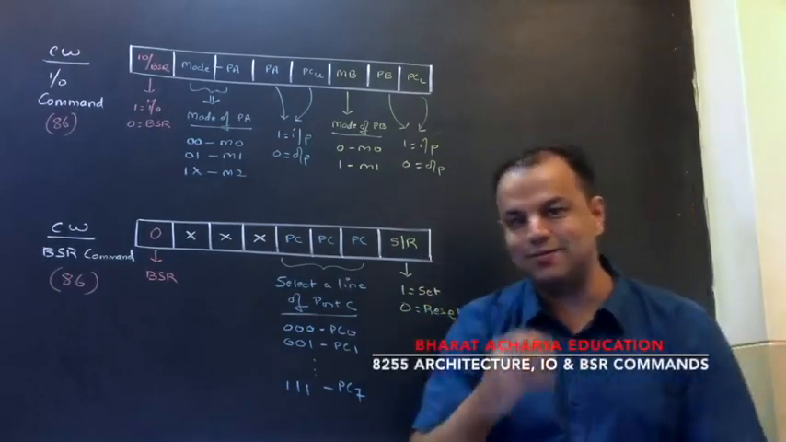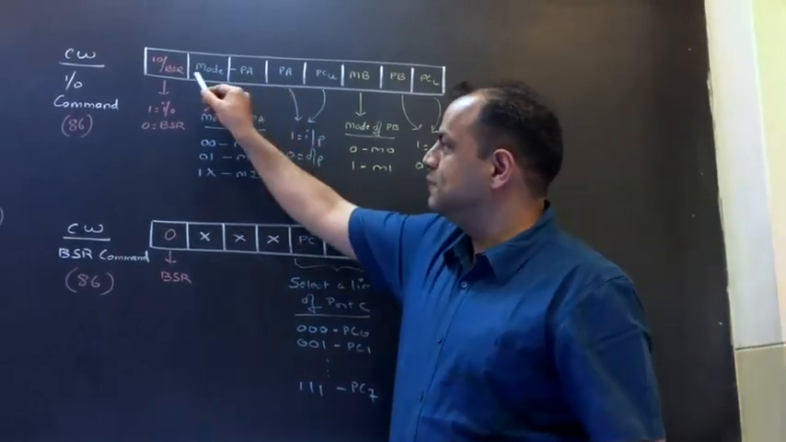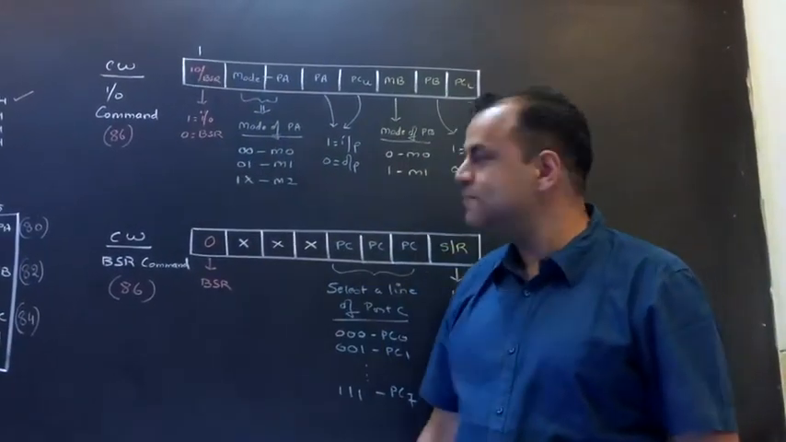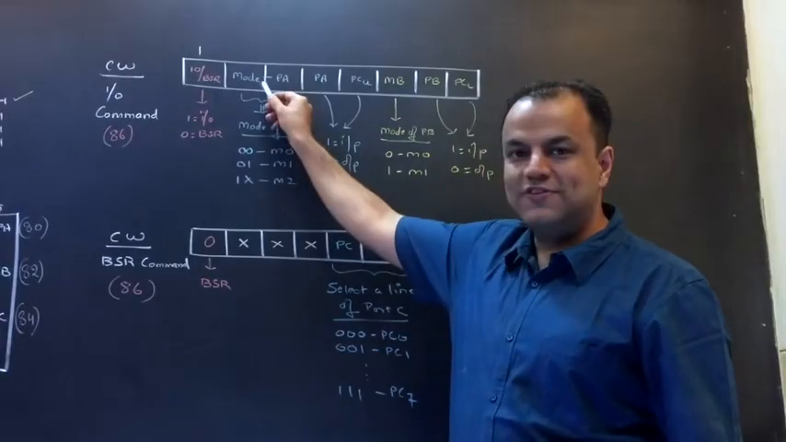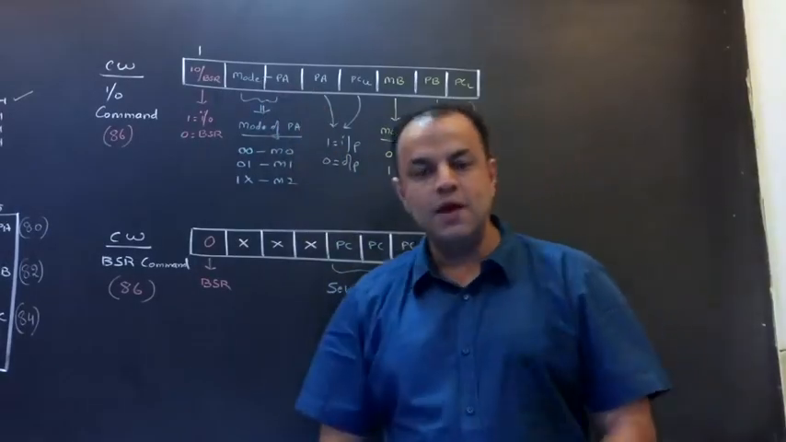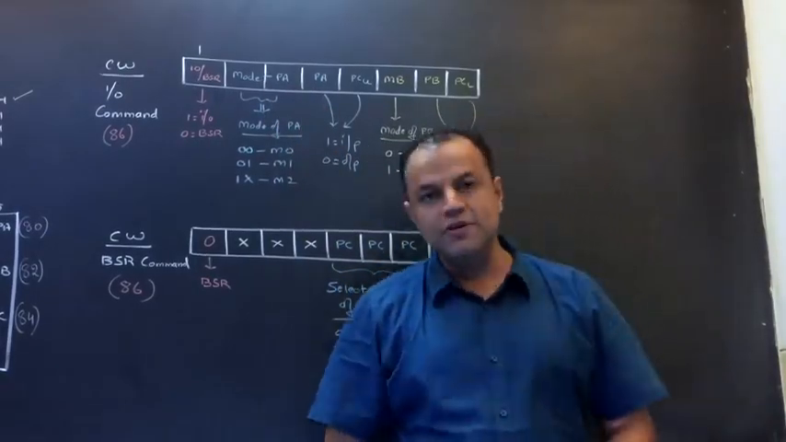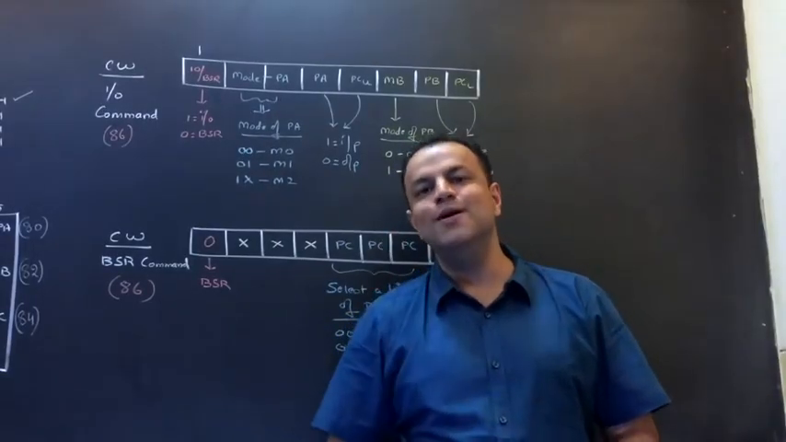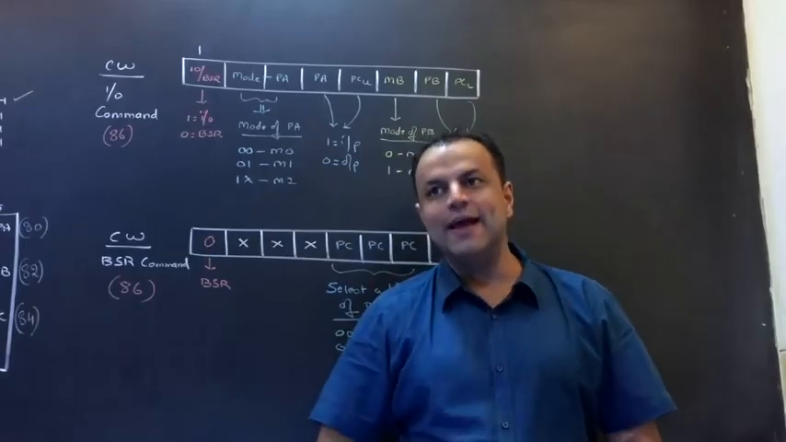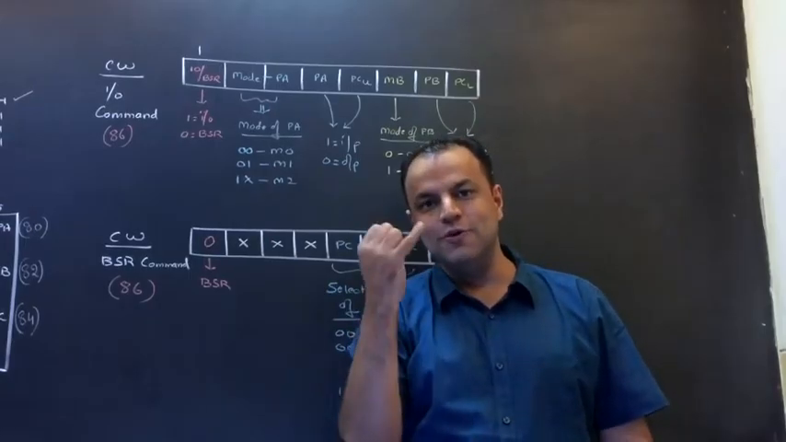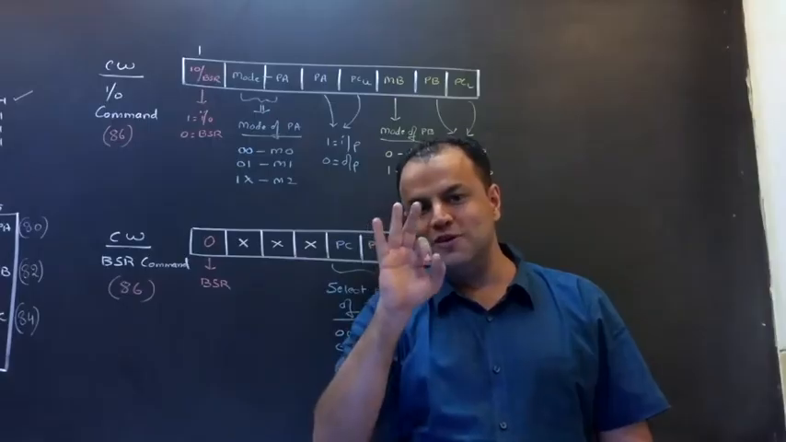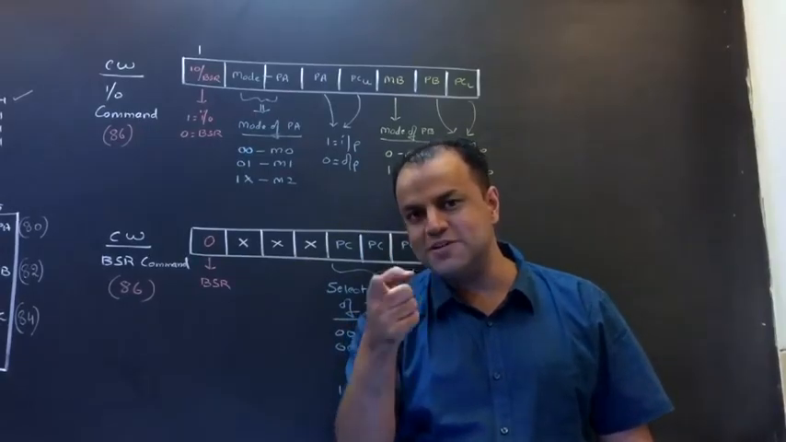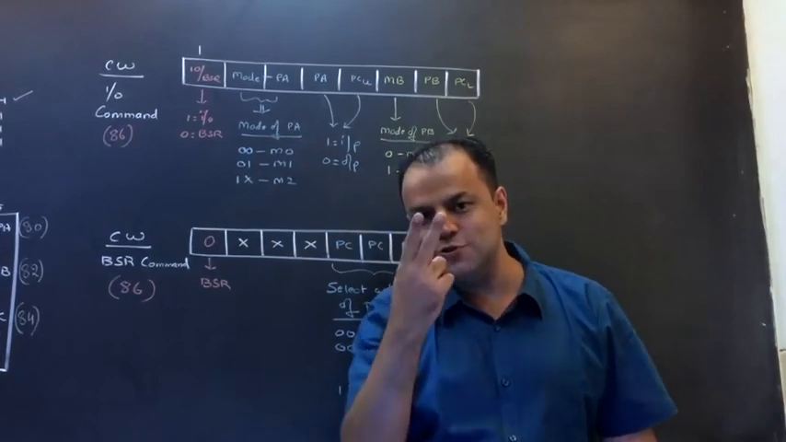So let's start. These two bits, first of all, because it's an IO command, this bit will be 1. Tell me, did you understand? Now these two bits are used to decide the mode of port A. Why do you need 2 bits? 2 bits will give you 4 options. 1 bit will give you only 2 options. You know port A can work in 3 modes: mode 0, mode 1, mode 2. So you want 3 options. If you use only 1 bit, it would give you only 2 options, 0 or 1. You need 3 options, so you need 2 bits for this.